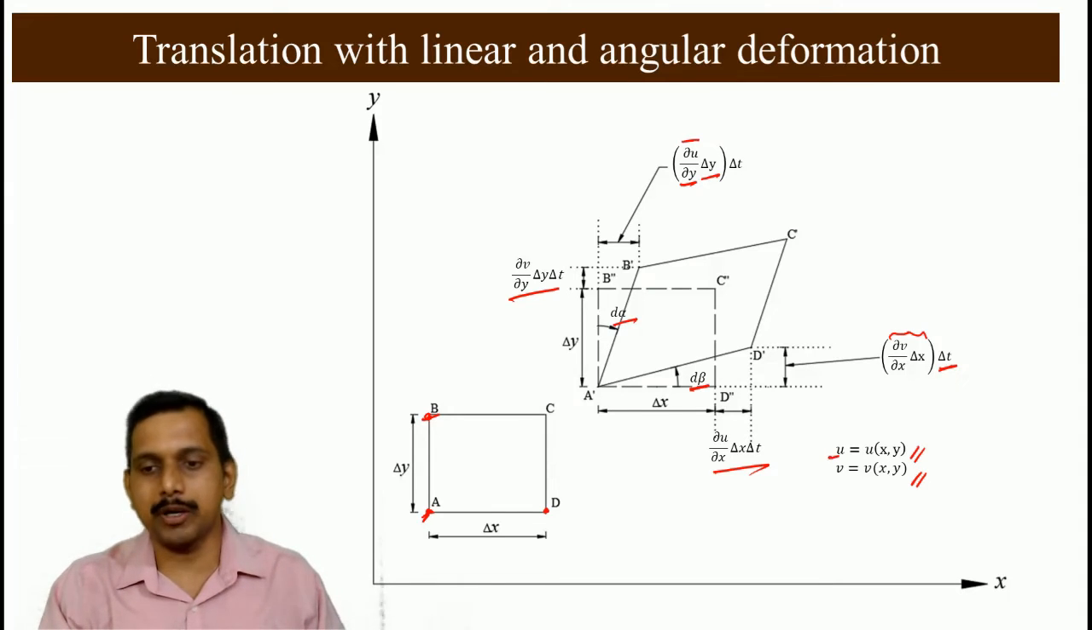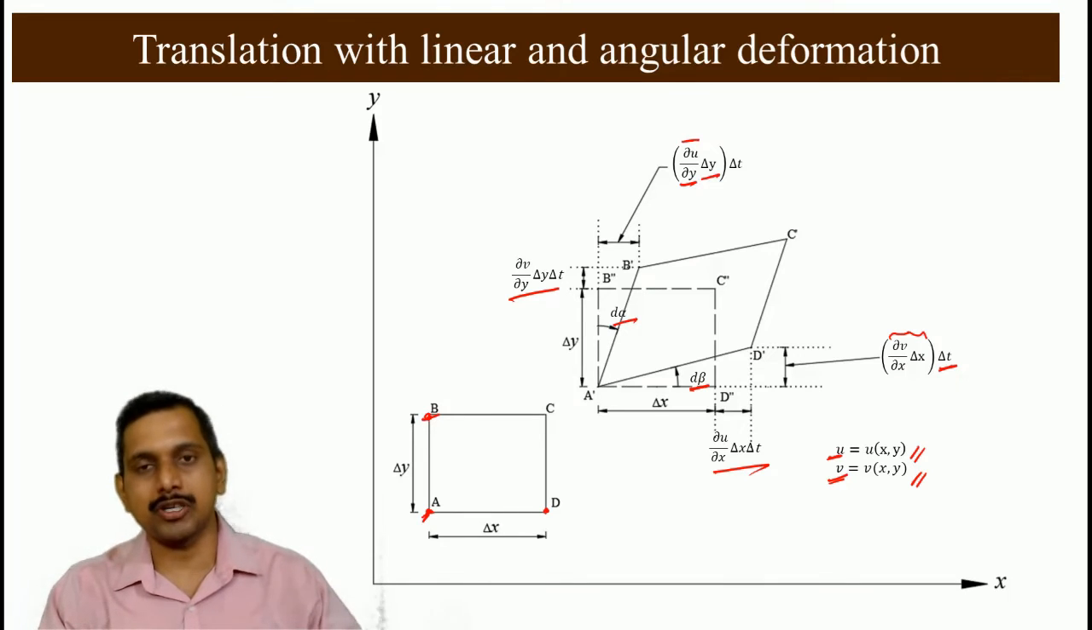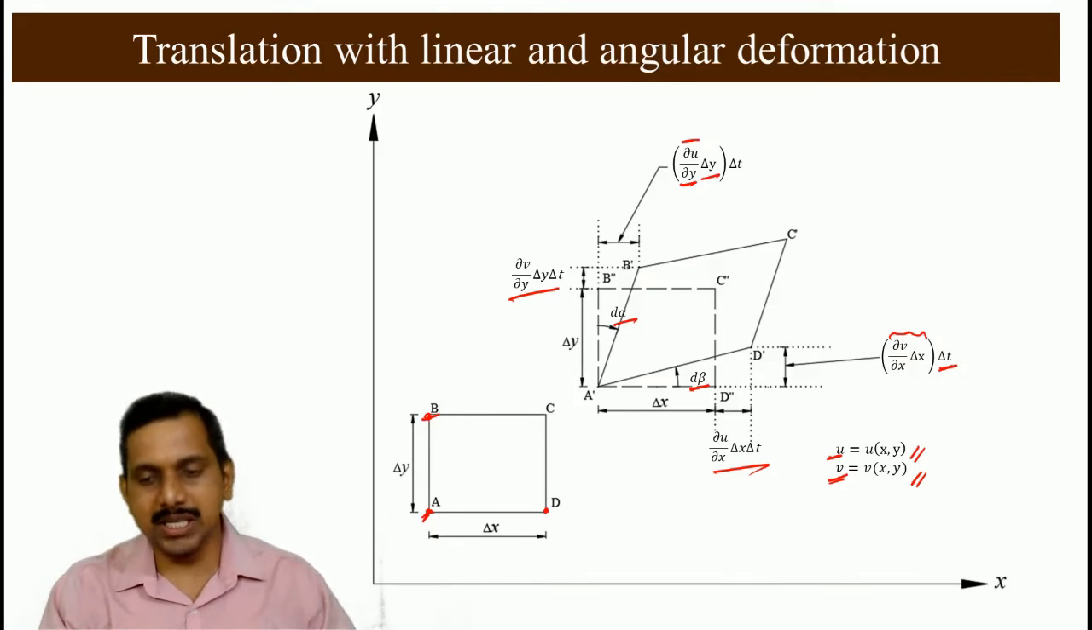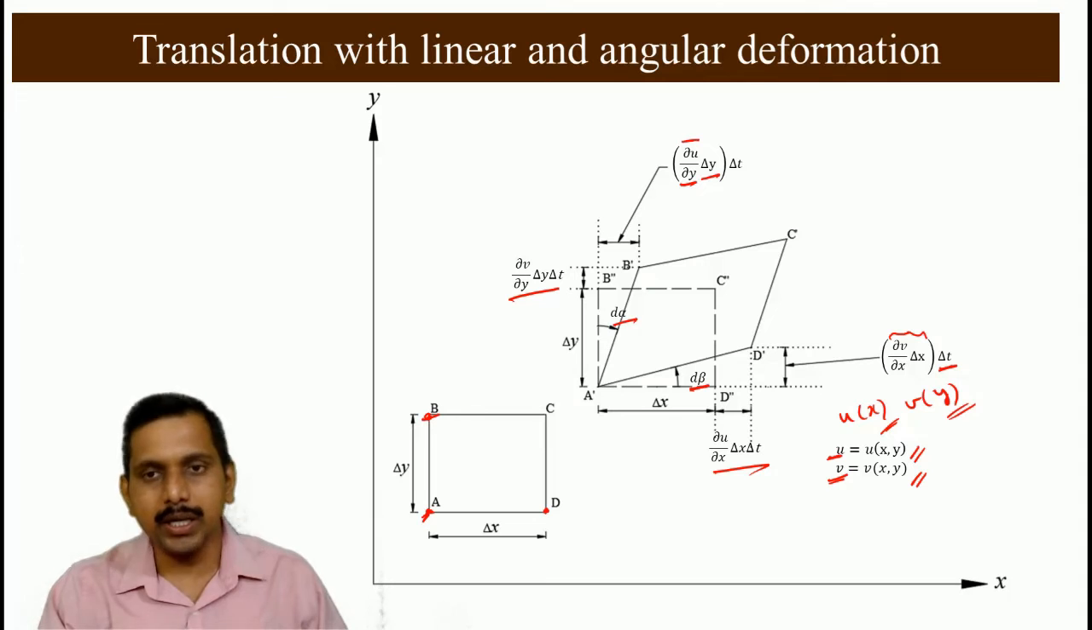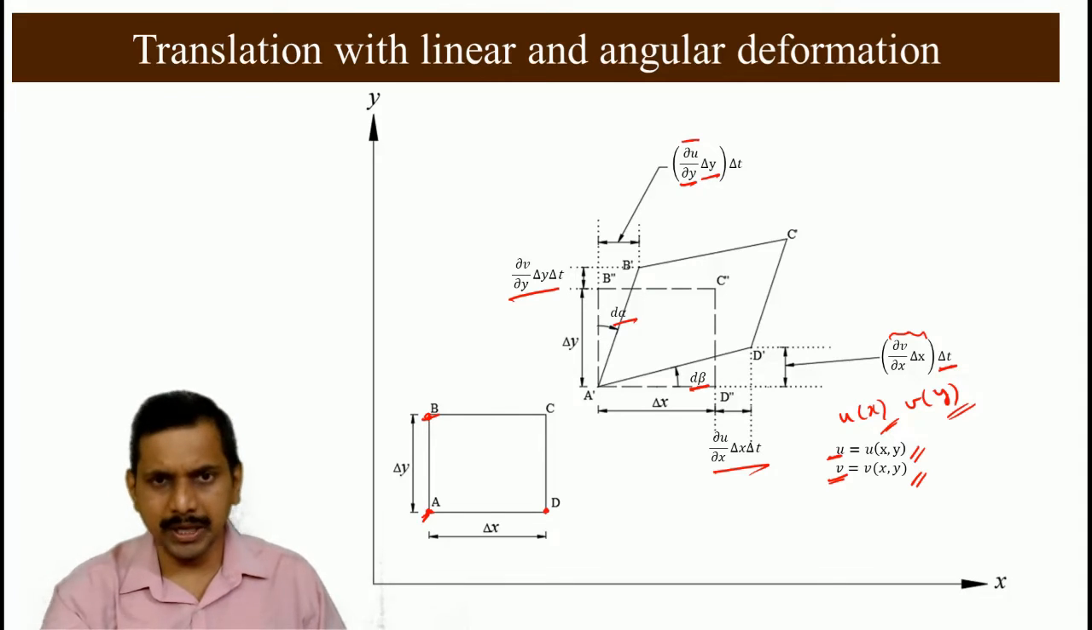That is, the component u is a function of x and y, and the component v is a function of x and y. If this doesn't happen, then there is no angular deformation. If u is only a function of x and v is only a function of y, then there is only linear deformation, there is no angular deformation. Now let us see further.